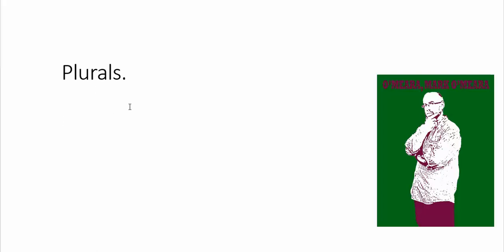I just want to talk very quickly to clear up some confusions about how we make things plural. So if we're talking about one town, then we are talking about two towns or three towns, and we just pop an S on the end. What we don't do is pop an apostrophe S on the end.